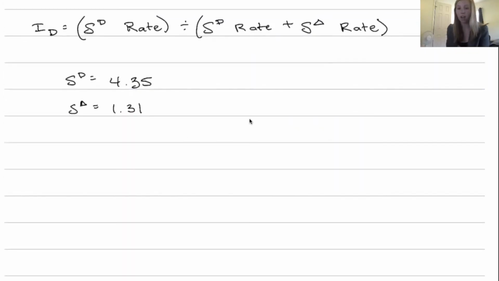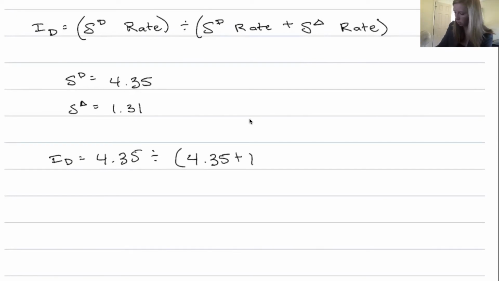Okay, so if I were to do the same thing with these values, I'm going to start in that same place by subbing out my values. So the discrimination index equals SD rate, which is 4.35, divided by the SD rate, so again, 4.35 plus 1.31. Solve for my parentheses first. I'm going to do that on the calculator just to be sure I don't make any silly math errors. So I'm doing 4.35 plus 1.31 equals 5.66.